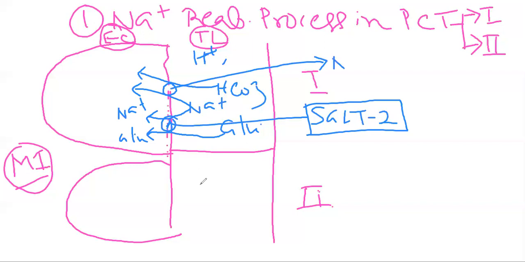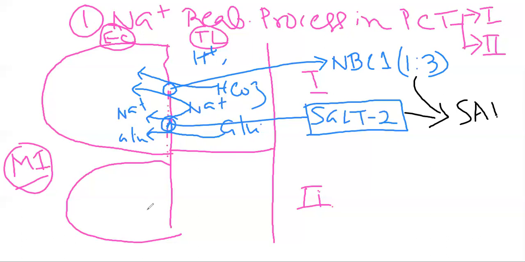It is known as the NBC, sodium bicarbonate co-transporter 1, where one ion of sodium will be reabsorbed along with 3 ions of bicarbonate. So it is the 1:3 ratio by which sodium ion can be reabsorbed along with the bicarbonate. And we can say both of these transportation mechanisms are important examples of the secondary active transport mechanism. And this is the unidirectional mechanism.